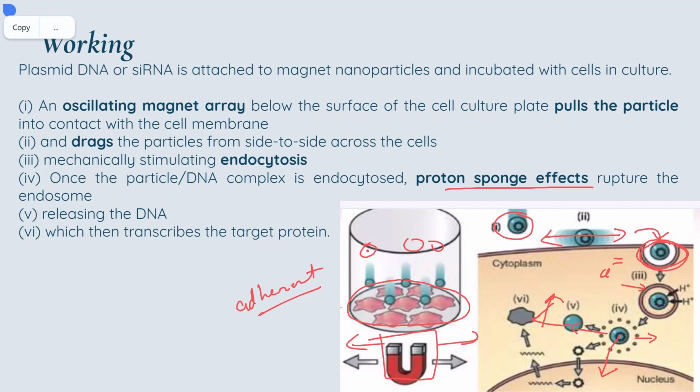and the genetic material that is transferred gets transferred into the nucleus, maybe gets incorporated into the genome, then transcription occurs, then it gets translated, and a protein will be formed. So all these things can occur. So this is the way by which magnetofection works.